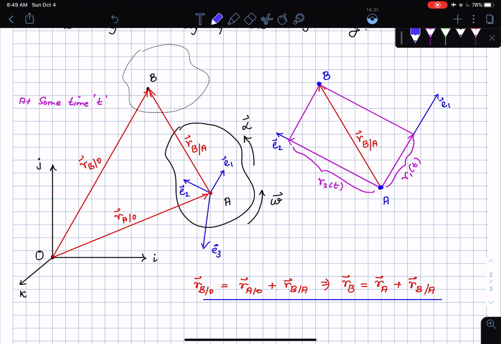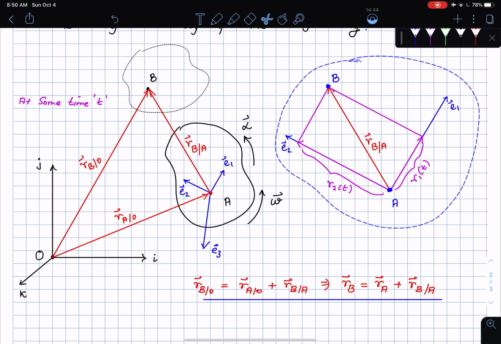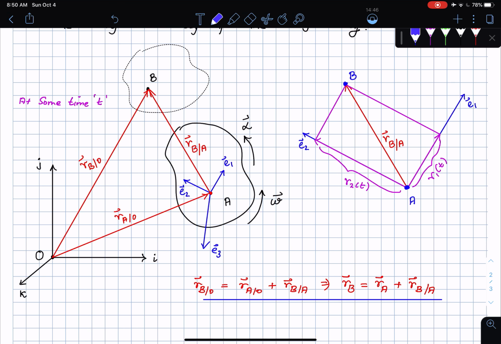Why are they functions of time t? Because the point B and point A are probably moving away from each other or towards each other, or whatever it is, as time is changing. Okay, so that is why I'm calling them functions of time. Let me scoot that down here, which essentially tells me that this vector R B slash A can be written as R1 of t E1 plus R2 of t E2.